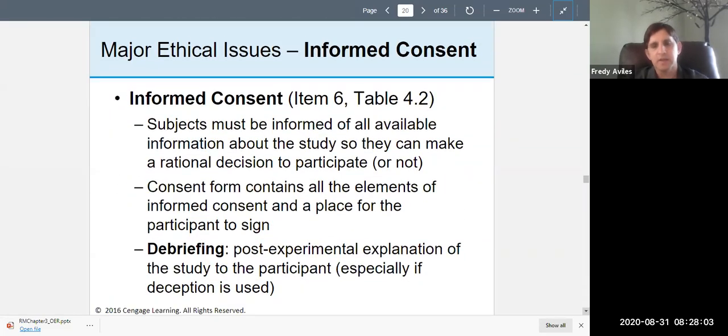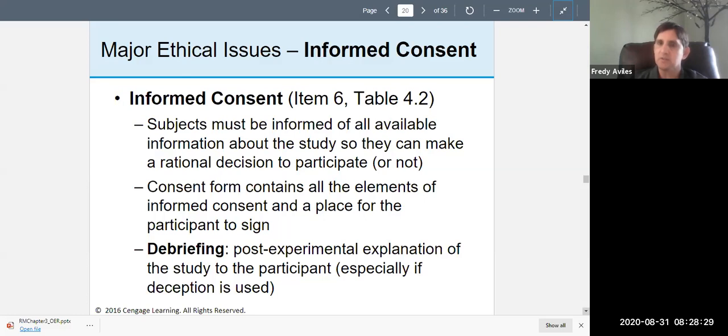Informed consent is probably the most important thing, okay? Participants need to consent, first of all. They need to agree to participate in your research, especially if you're doing something like an experiment. They need to agree, and it's called informed consent for a reason. It's because participants need to know what they're getting into. They have to be informed, okay?